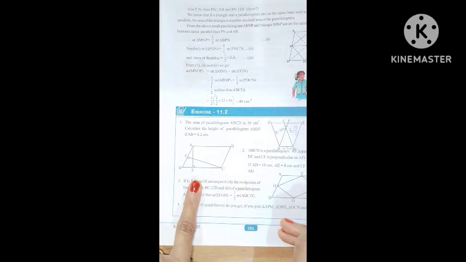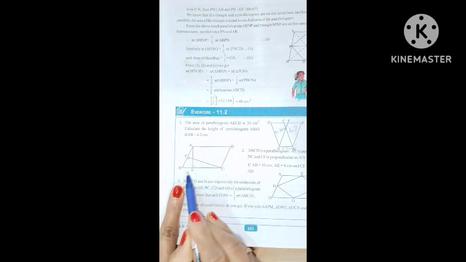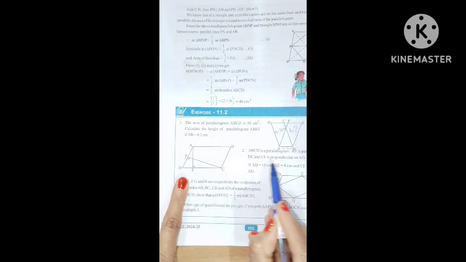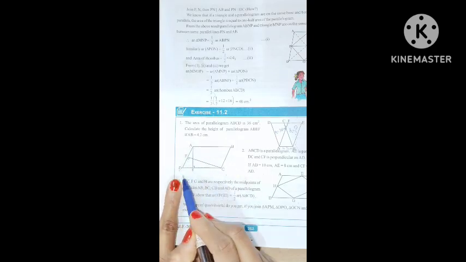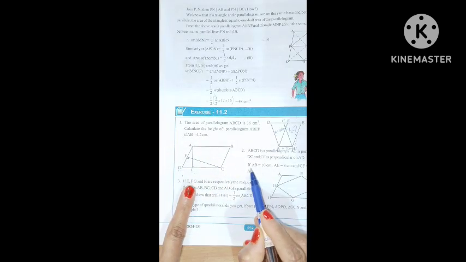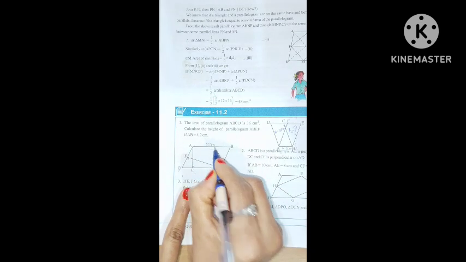AE is perpendicular on DC is given. And CF is perpendicular on AD is given. Next, AB length is given. AB is 10 centimeters is given.